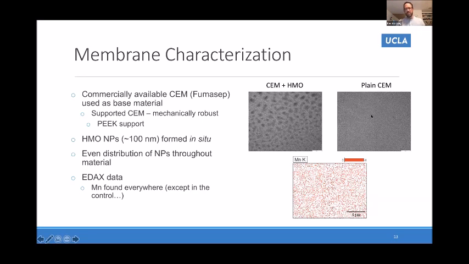Compared to a plain cation exchange membrane, you don't see any evidence of these black voids. We did some EDX analysis, and we can see manganese distributed throughout. Again, this is a cross-sectional view of the membrane. It's distributed throughout the entire membrane. So that was good. We didn't see any manganese in the control, the plain membrane, as expected.